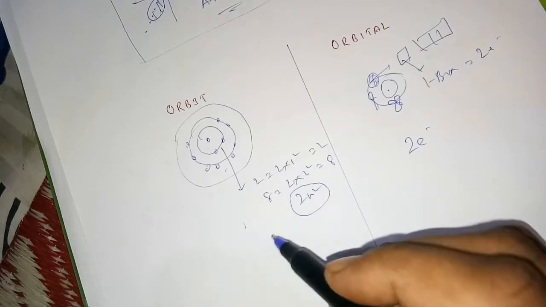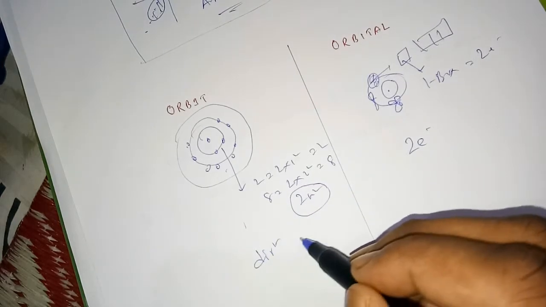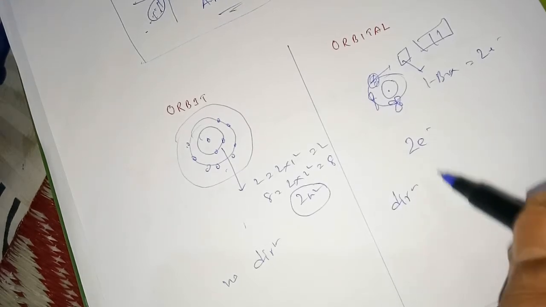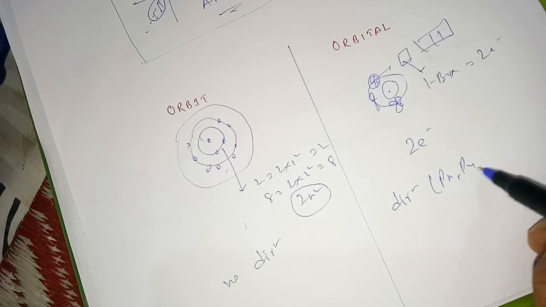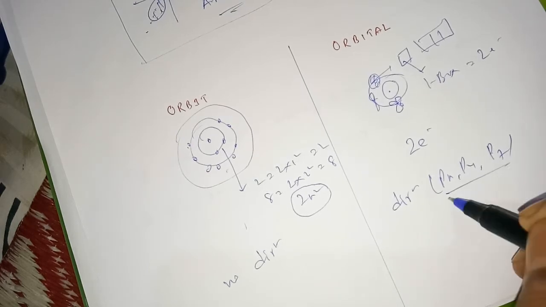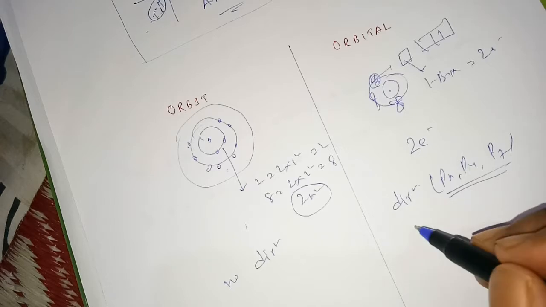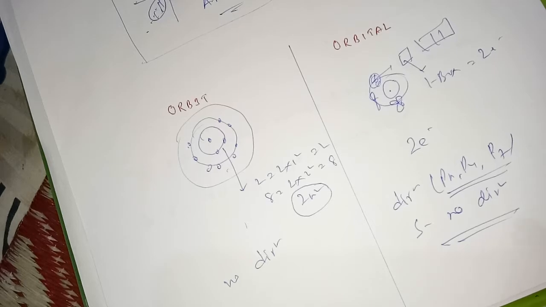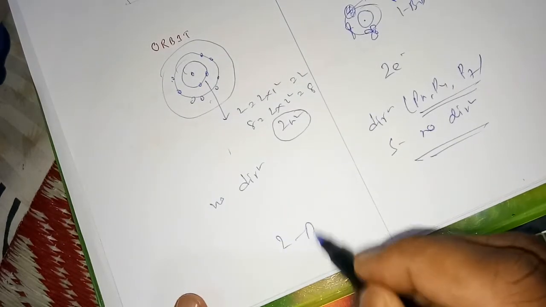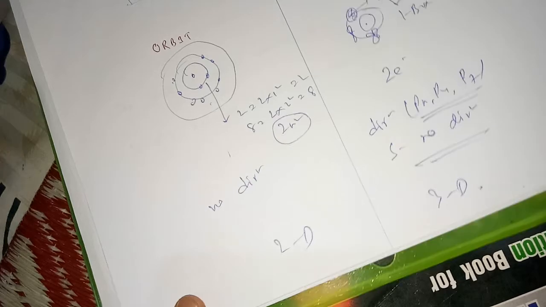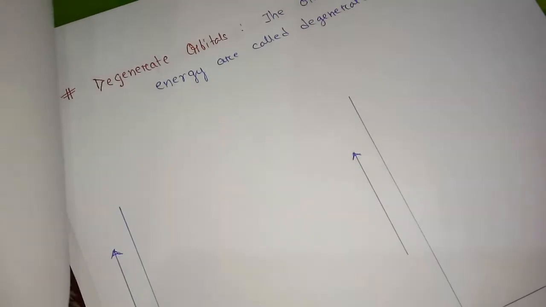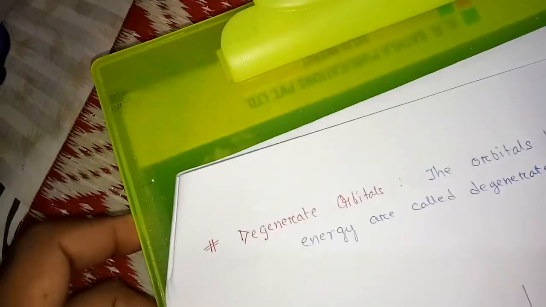Now all the orbits are directionless, no direction. But for orbitals, for example px, py, pz, they have some direction. Only the s orbital has no direction. So you remember these things. An orbit is 2-dimensional, an orbital is 3-dimensional. These are the differences between orbit and orbital. So 3 differences you have to learn.